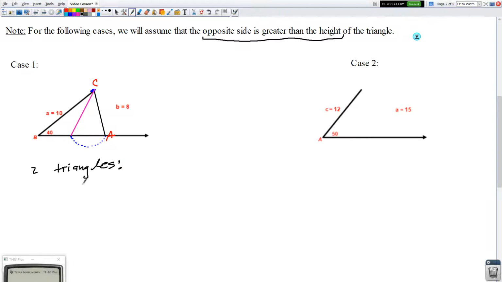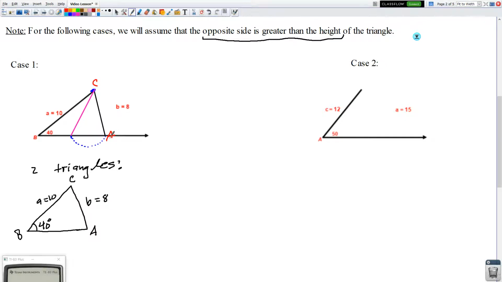We can have two triangles, where the first triangle was the triangle that we had originally, where the angle was 40 degrees. It was C and it was A, and we know that B was equal to 8 and A was equal to 10. This is the original triangle that we had originally.